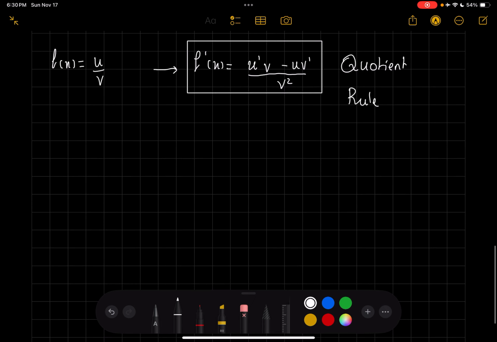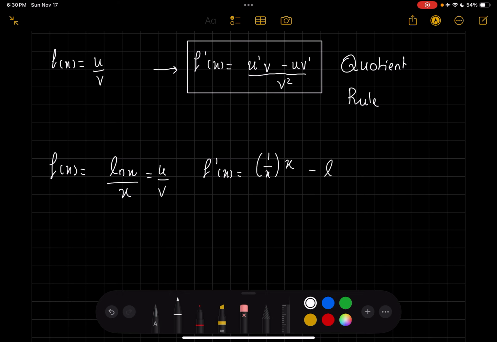I'm going to give you a direct example over here. So let's say that we have f of x is equal to, let's say, ln x over x. So f prime of x is going to be, so this is going to be our u and the denominator is going to be our v. So u prime is basically the derivative of ln x, which is 1 over x, multiplied by v, which is x, minus ln x, which is our u, and v prime is basically the derivative of x, which is 1, over v squared, which is x to the power of 2.